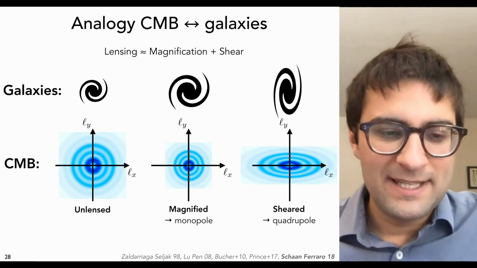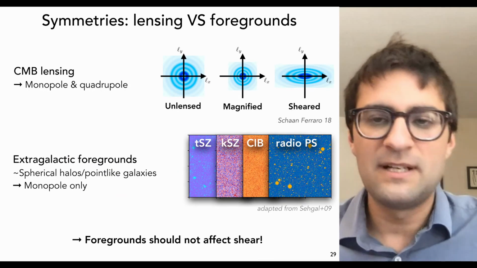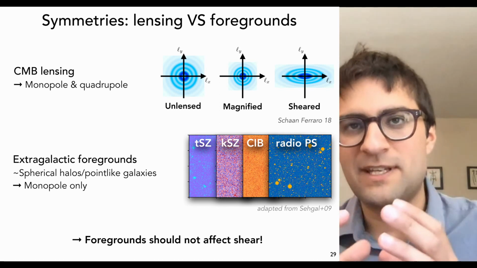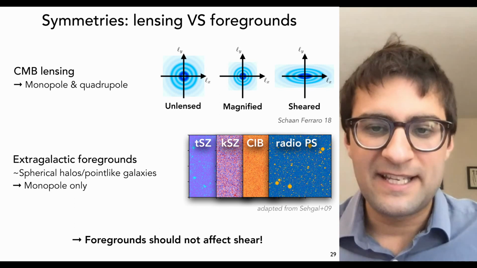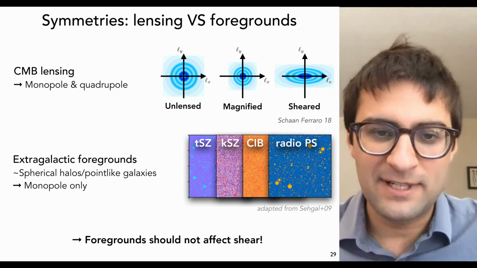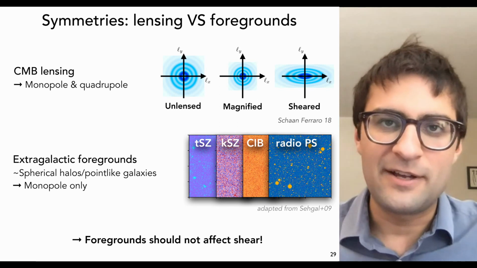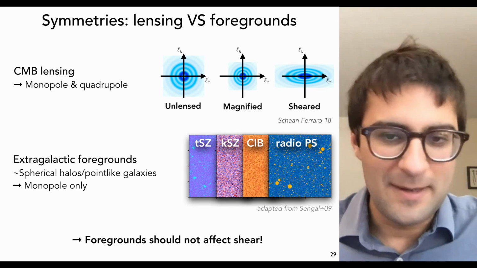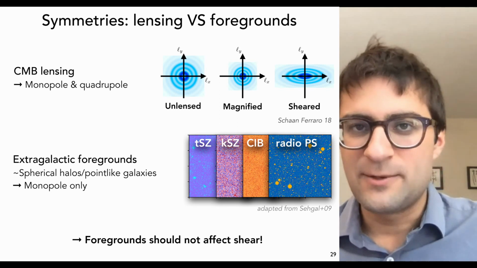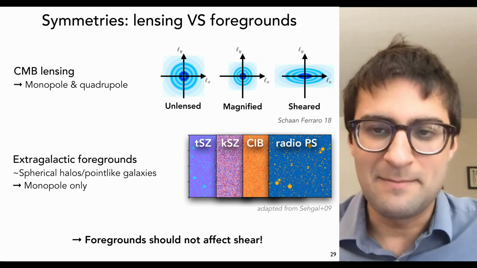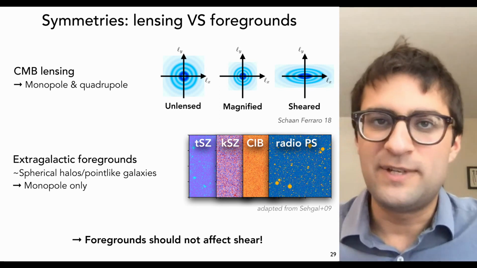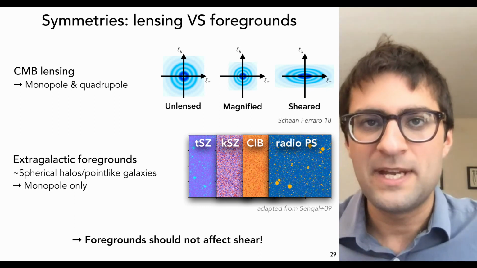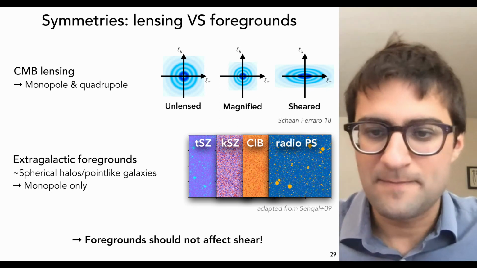And the reason why this matters is the following. If the lensing of the CMB has those two spatial symmetries, a monopole for magnification and a quadrupole for shear, the extragalactic foregrounds, on the other hand, have different symmetries. They're typically made of spherical halos or point-like galaxies. And so their effect on the local power spectrum is only a monopole. So naively, you would expect foregrounds to only bias the magnification, but not the shear. And so if you can split your standard CMB lensing quadratic estimator into a shear-only and magnification-only estimator, you might be able to remove the foregrounds.